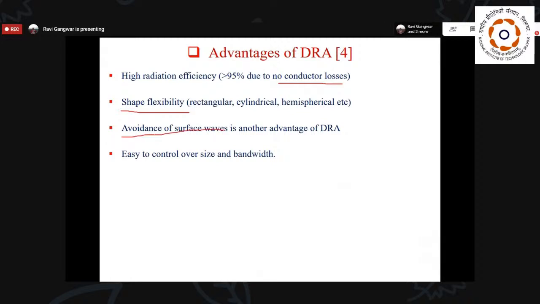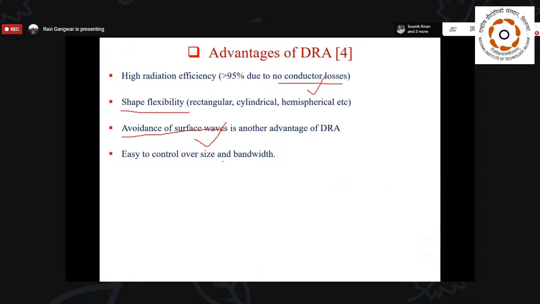And avoidance of surface wave, which is related to there being no conductor loss. That means if there is no metallic structure, there is no surface wave. So that's another advantage. This concept plays a very important role when we design dielectric resonator antennas for millimeter wave applications or very high frequencies. In that condition, the surface wave is the primary disadvantage in microstrip technologies.